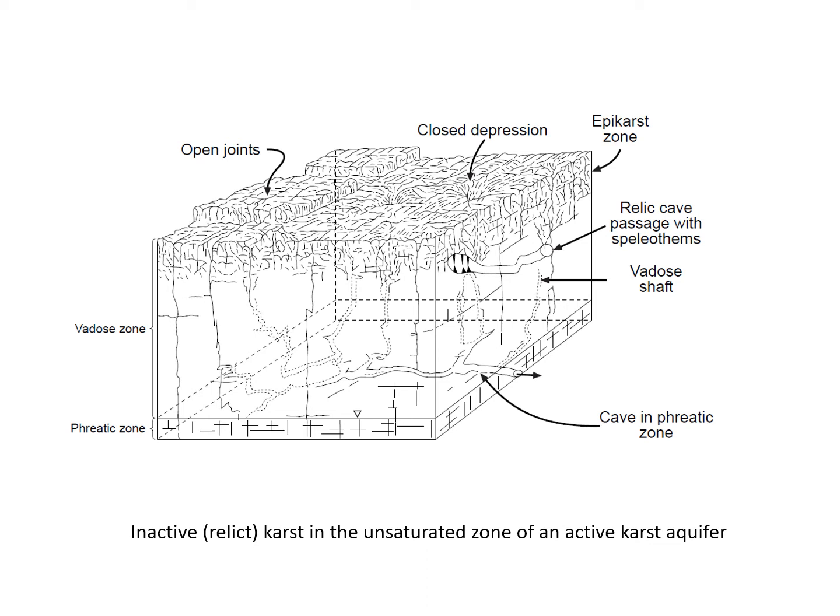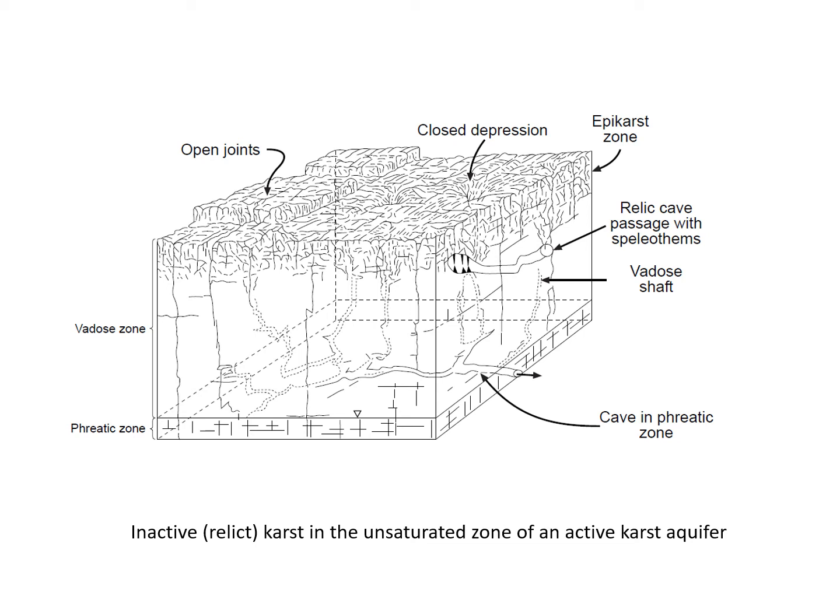In the subsurface, we have some conduits, and there's something labeled relict cave passage with speleothems. So the relict passage is a former conduit that used to carry water. In this case, it looks like it's connected to the closed depression, but now the water table is lower. And that could be a cave, which could be a tourist cave, and you might walk into today or explore today.